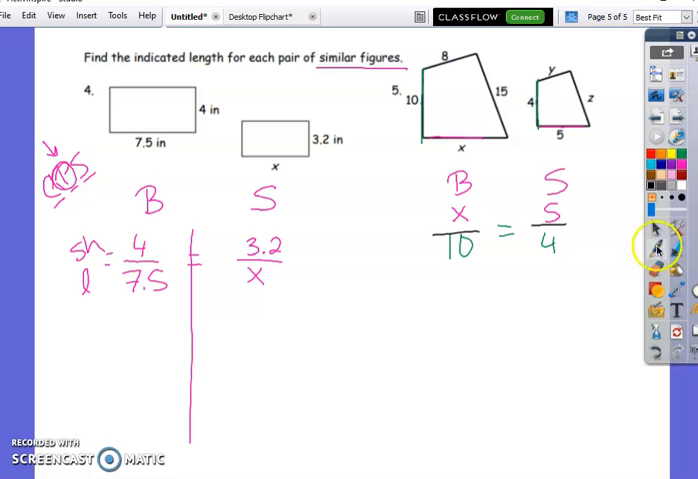Now, if I want to do y, well, I would do the same thing, big to small, 8 with y, but 8 is on big, y is on small, right? And then I'm going to use the same other numbers, 10 and 4. 10 on big, 4 on small, okay? Cross multiply that, and you will find out the answer for y, okay?